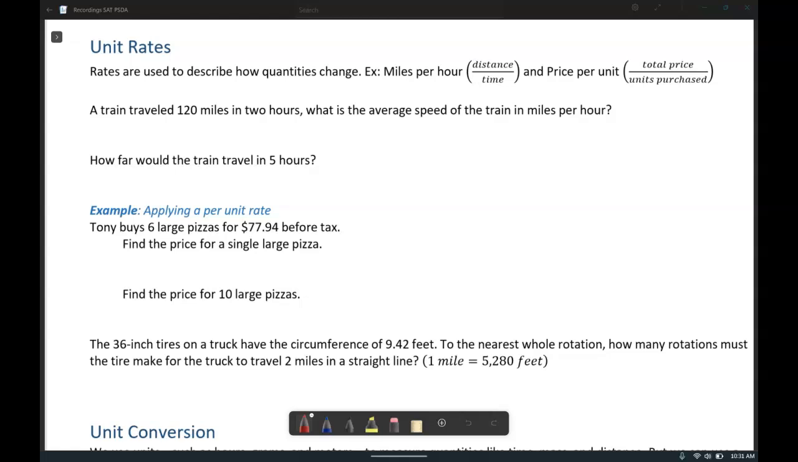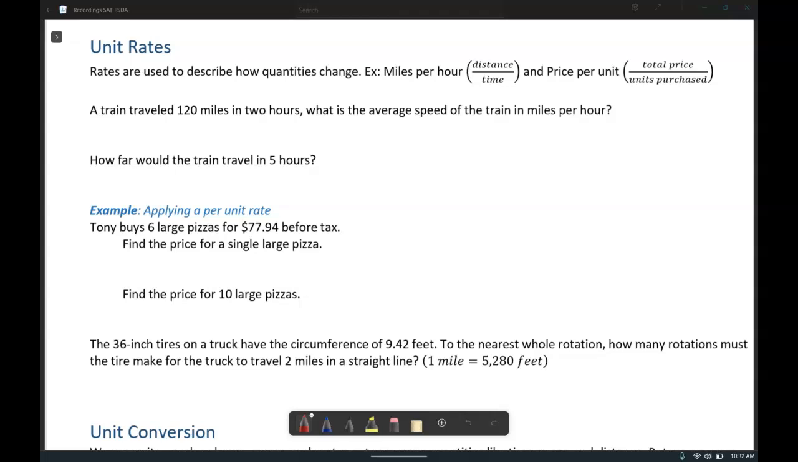Let's continue our unit on ratios and proportions and take some time to talk about unit rates. Rates are used to describe how quantities change when we're looking at different units for the numerator and the denominator. For example, miles per hour has different units, miles and hours, which represents distance over time. Price per unit, the total price divided by the number of units purchased, will give us a unit rate.